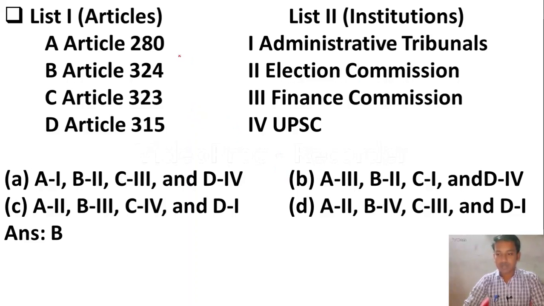A is 3, meaning article 280 is related to the finance commission, then article 324 is related to the election commission, then article 323 is related to administrative tribunals, and article 315 is related to UPSC. So article 280 finance commission, article 324 election commission, article 323 administrative tribunals, article 315 UPSC. So option B is the right answer.